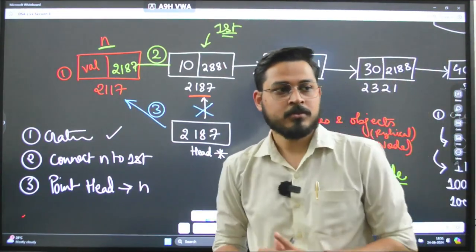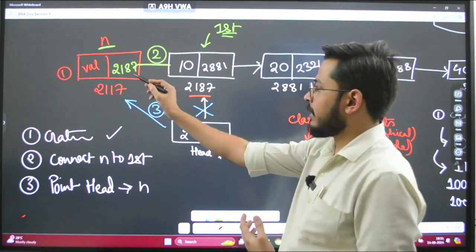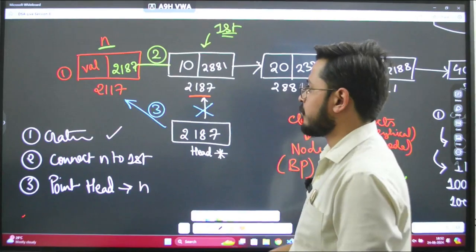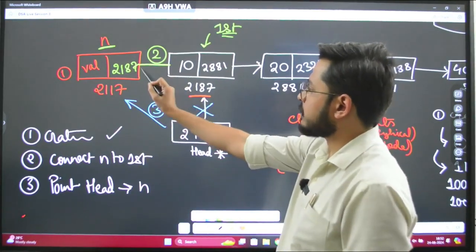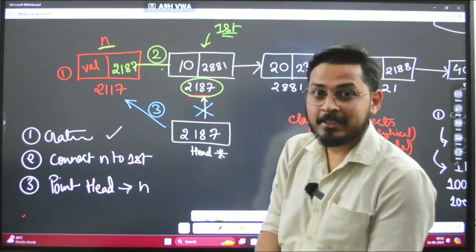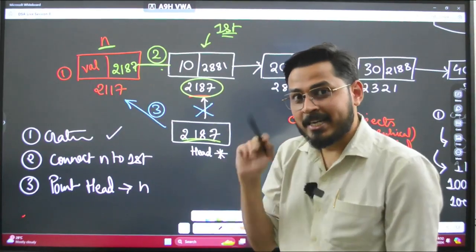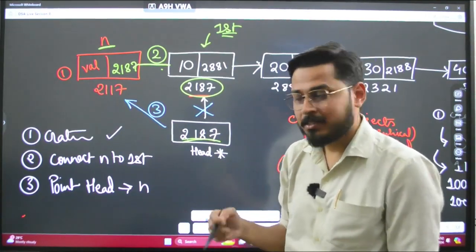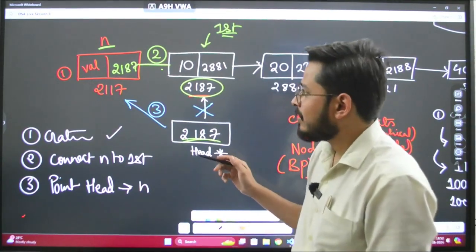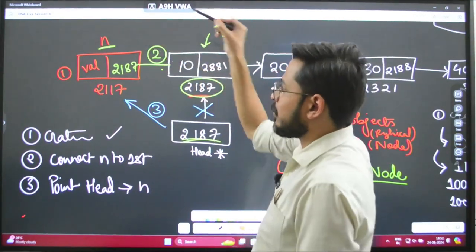Okay. So, I need to make this connection, right? Yes, I need to make this connection. Correct? So, in this case, how will I get to know this address? Who has this address? Head has that address. The already created head has the address, right? How will I take that address? I can say that newly created node's next is equal to head.